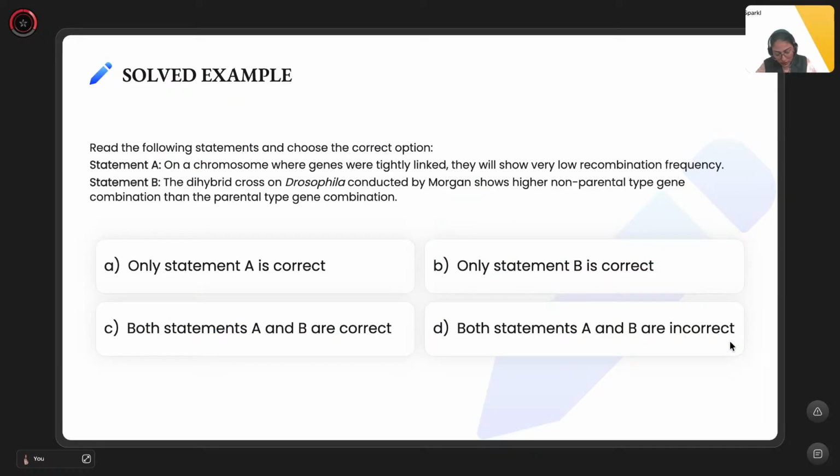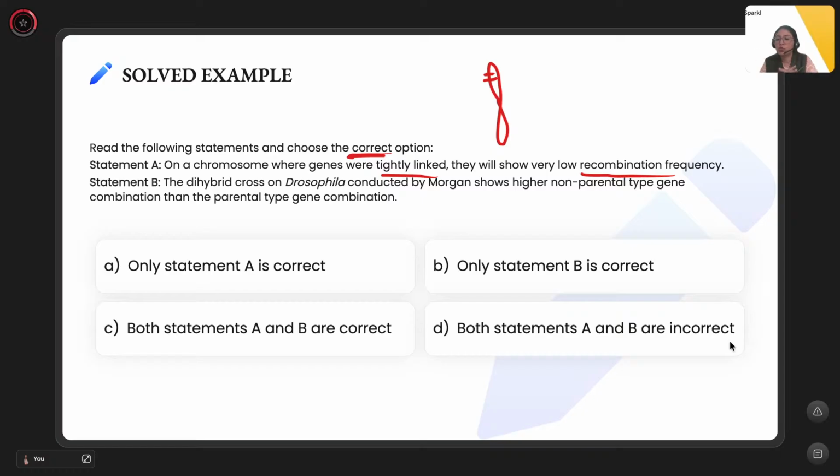The next question says, read the following statements and choose the correct option. Statement A says, on a chromosome where genes are tightly linked. So suppose this is a chromosome, and genes are tightly linked, placed very close to each other. It says they will show very low recombination frequency. That is true. If two genes are tightly linked to each other, the recombination is very low.